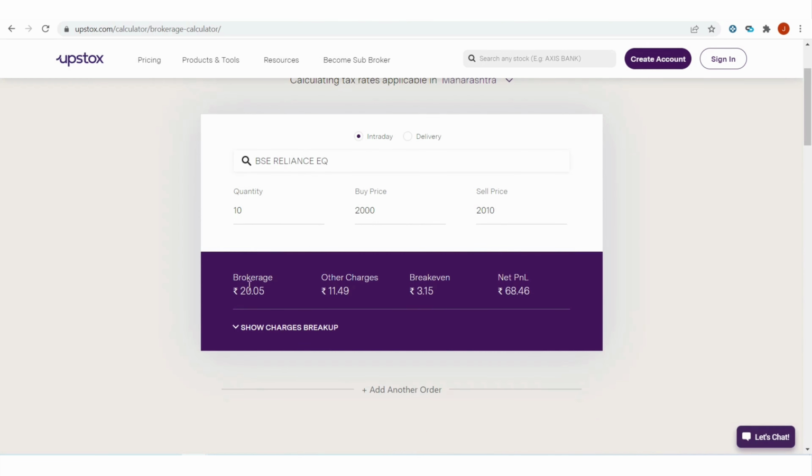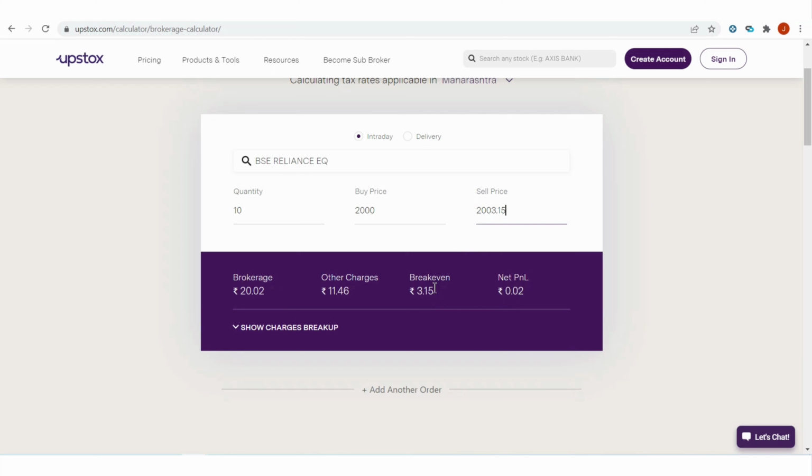So here you can see all the charges. So the brokerage will be 20 rupees around, right? Then there are other charges which will be around 11 rupees. Then this is called break-even, right? So now if you see, this break-even is 3.15, right? So if now I have bought at 2000 rupees and the break-even is 3.15, and if I type this here, so you can see the net profit is almost zero, right?